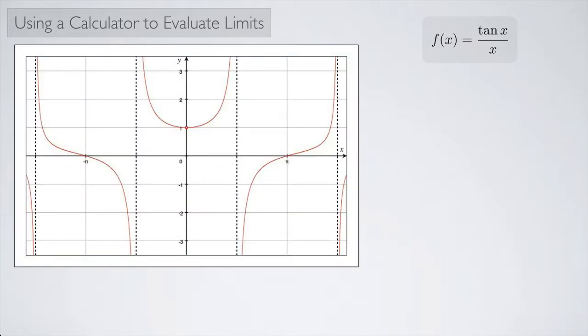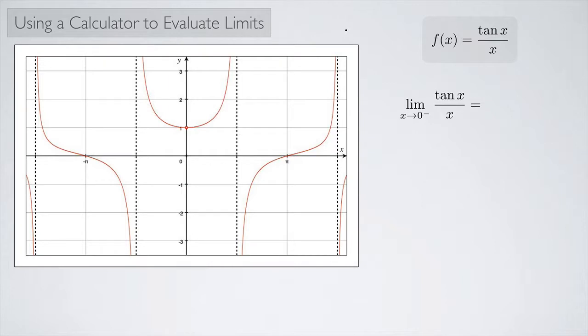We looked at ways that you can evaluate limits graphically. Now let's look at ways that you can use a calculator to evaluate limits. Consider the function f(x) = tan(x)/x. And this is a graph. As you can see, it has a lot of asymptotes, and at x equal to 0, we have an open circle here because the function is not defined when x is 0. We would be dividing by 0 here.